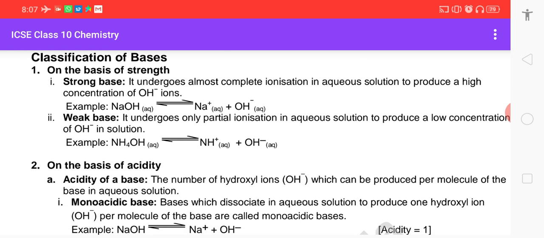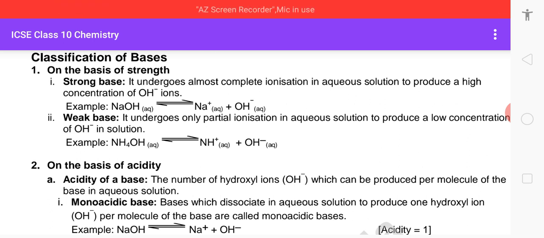Now we come to the classification of bases. First is on the basis of strength. A strong base undergoes almost complete ionization in aqueous solution to produce a high concentration of OH ions. For example, NaOH in aqueous solution produces sodium ion and OH ion, and the hydroxyl ion produced is of high concentration. Then a weak base undergoes only partial ionization in aqueous solution to produce a low concentration of OH ion, like ammonium hydroxide.